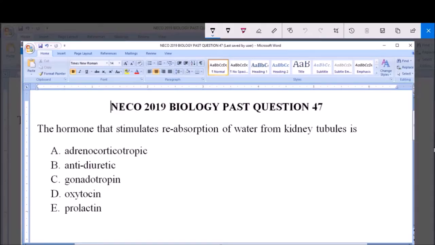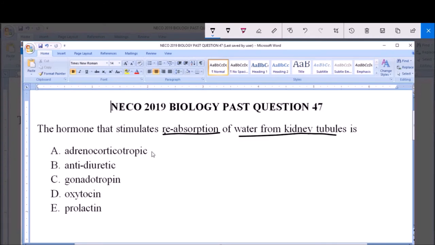I'll be answering NECO 2019 biology past question 47. The hormone that stimulates reabsorption of water from kidney tubules is A. Adrenal corticotropic hormone, B. Antidiuretic hormone, C. Gonadotropin hormone, D. Oxytocin, and E. Prolactin. So we are asked to pick an option, which is the hormone that is responsible for the reabsorption of water from the kidney tubule.